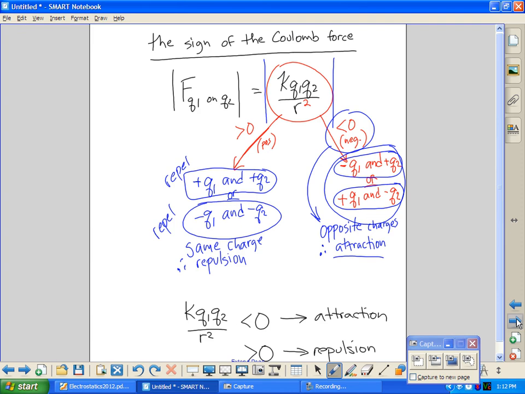Here on page 5, we talked about the sign of the Coulomb force. A negative result means that we have opposite charges, a plus and a minus, or a minus and a plus. So that means an attraction, same charge, positive. Wow, have I been talking that long? That's amazing. Yeah. I'm so sorry.